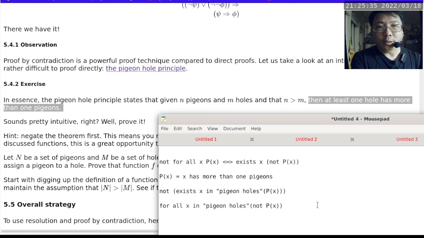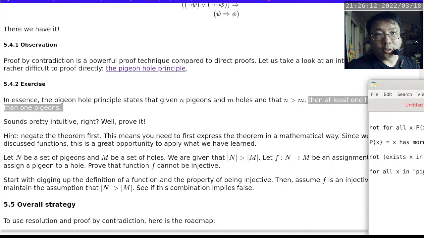So what does that mean? What is not p of x? Well, if you expand what p of x is, x has more than one pigeon. So not p of x means x does not have more than one pigeon. If x does not have more than one pigeon, that means x has at the most one pigeon. So this becomes our negated theorem. The negated theorem says, every pigeonhole has at the most one pigeon.